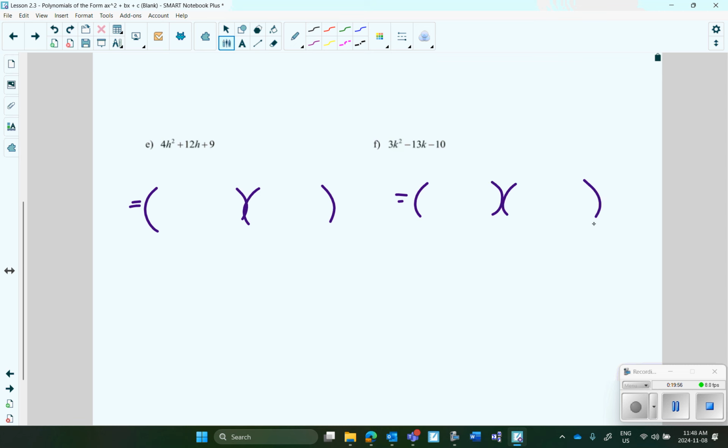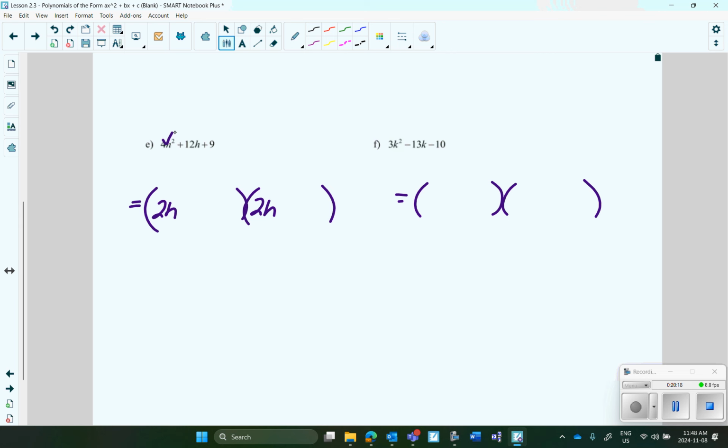So right away, it's going to be those. There's two possible choices for two expressions that multiply and get this, right? Which ones are you going to try first? 2h and 2h, because more than likely that's going to be the one.